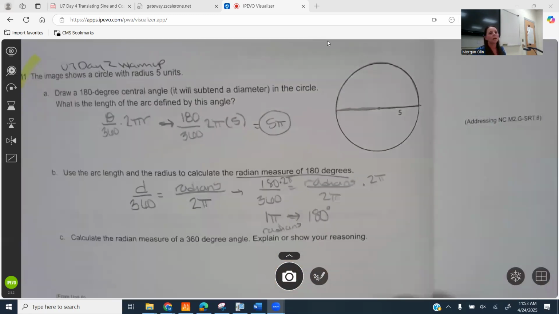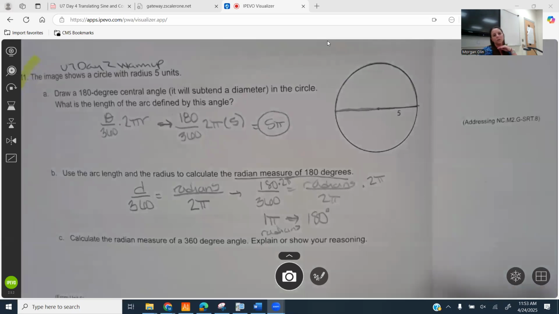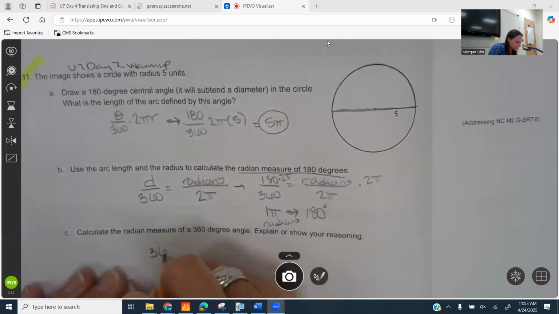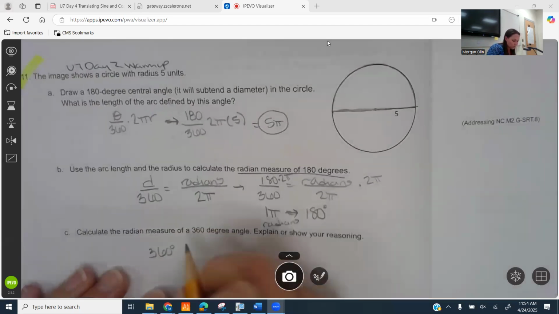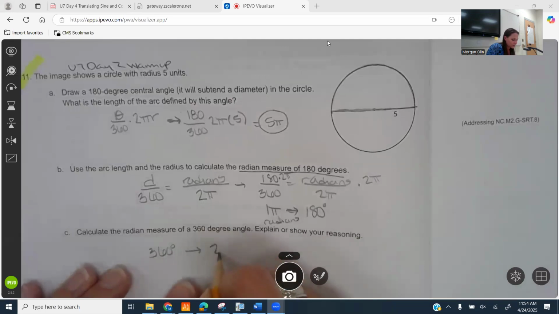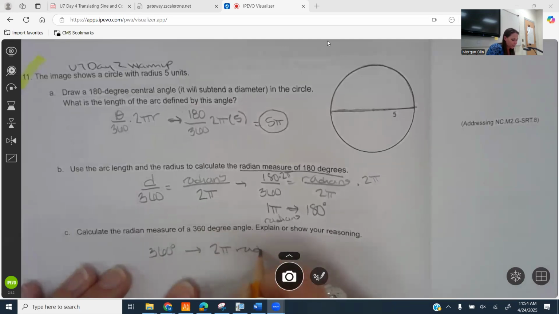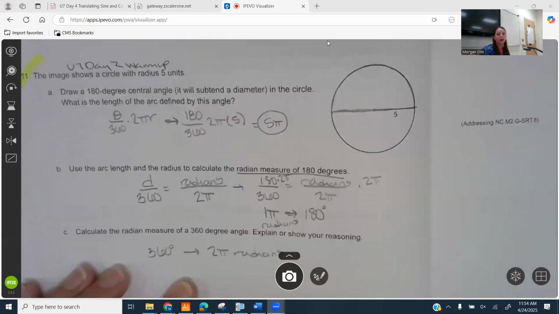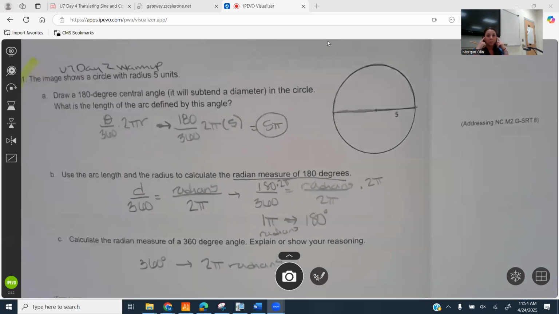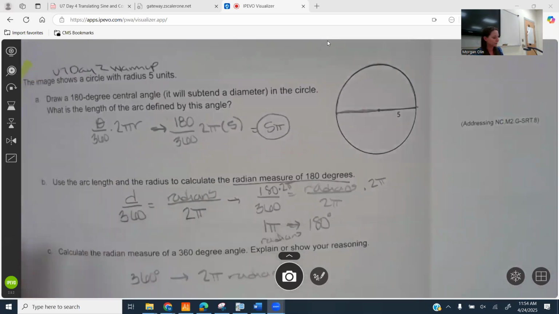Now, let's calculate the radian measure of a 360-degree angle. Well, you should honestly already know this. 360 degrees is a whole circle. Well, how much is that in radians? We just said it, 2 pi radians. And that's something you need to put in your memory bank and remember.